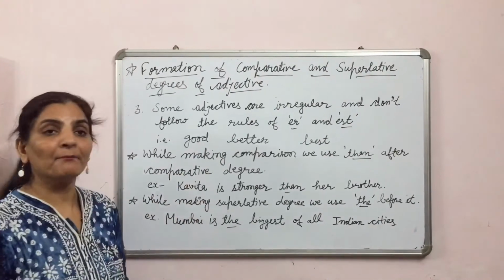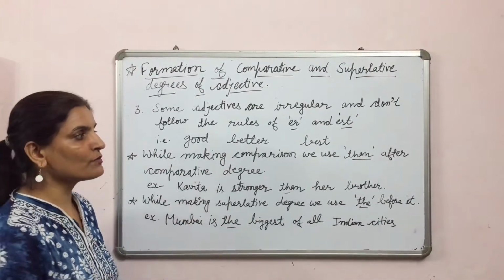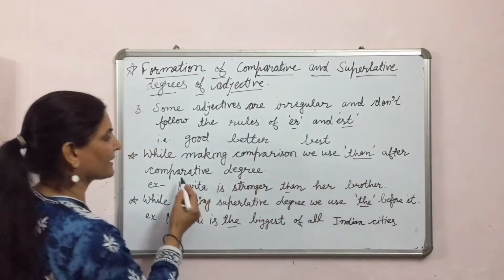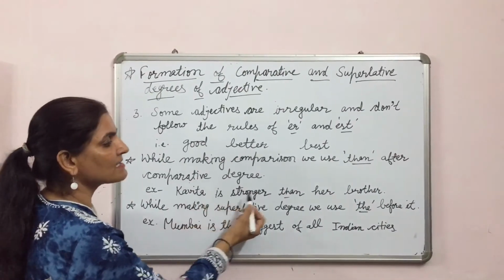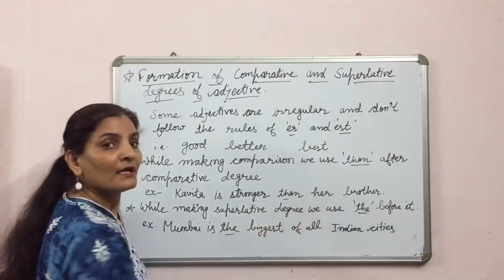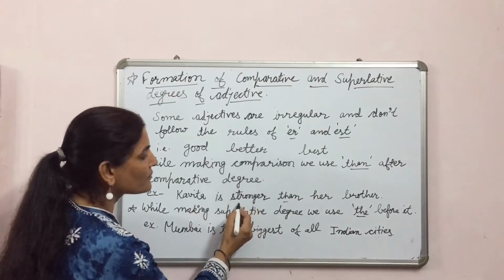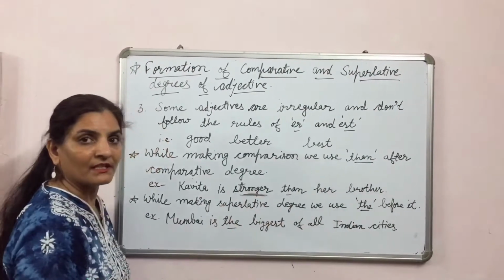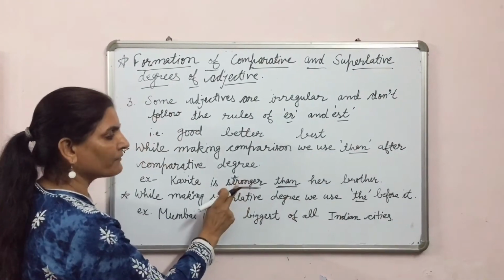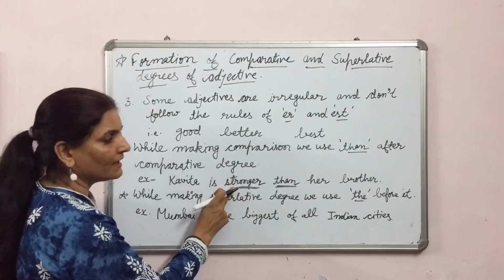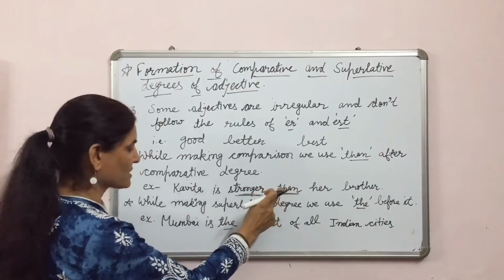While making a comparison, we use than after comparative degree. For example, Kavita is stronger than her brother. Here, stronger is comparative degree and we have used than here. Means after comparative degree, than is used.